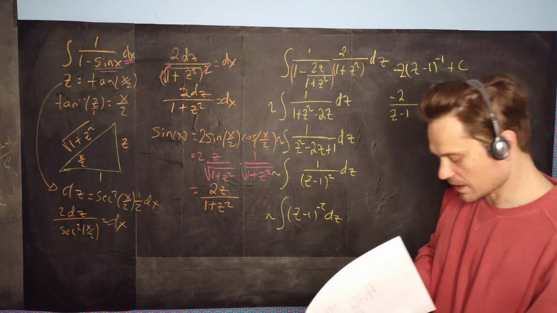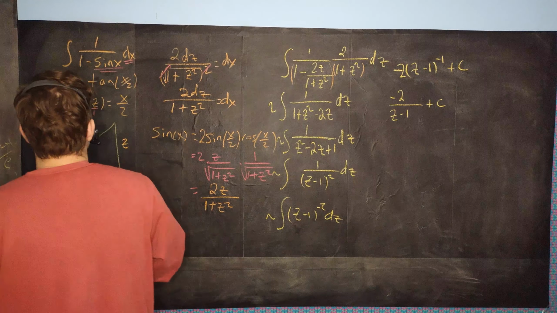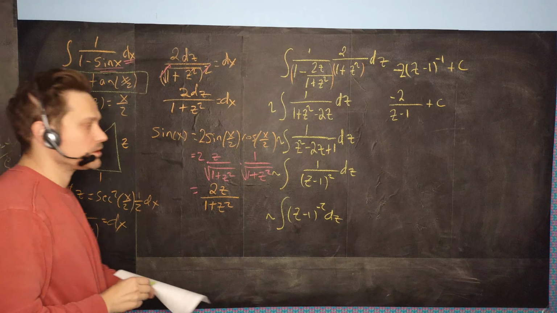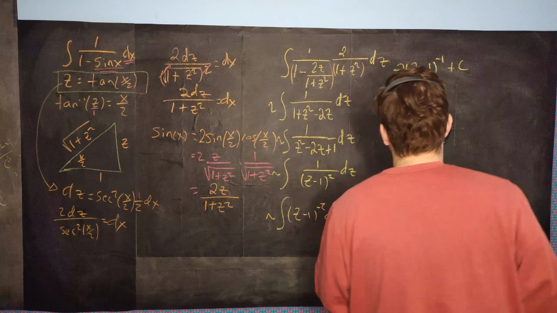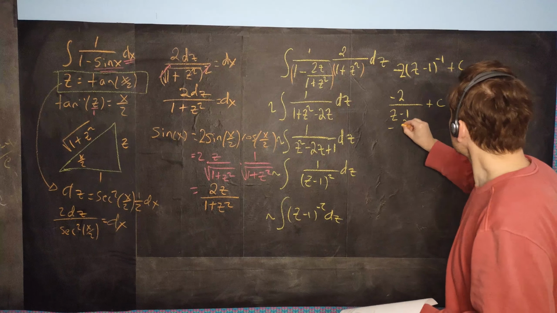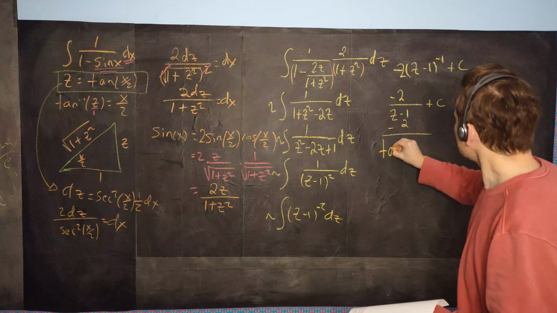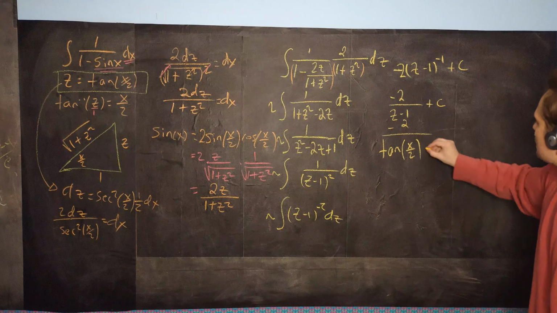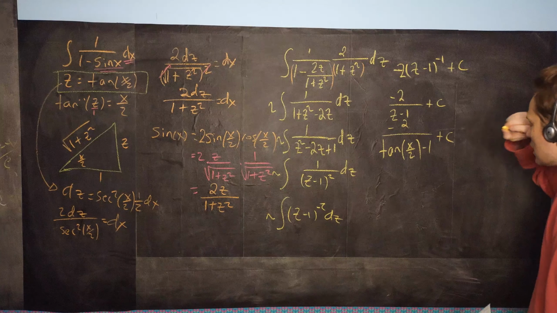Now remember here, friends, that we define z to be this specific quantity here, correct? Right here, tangent of x over 2. So we want to make use of that here. It's going to be negative 2 over tangent of x over 2, let's see, minus 1 plus c.